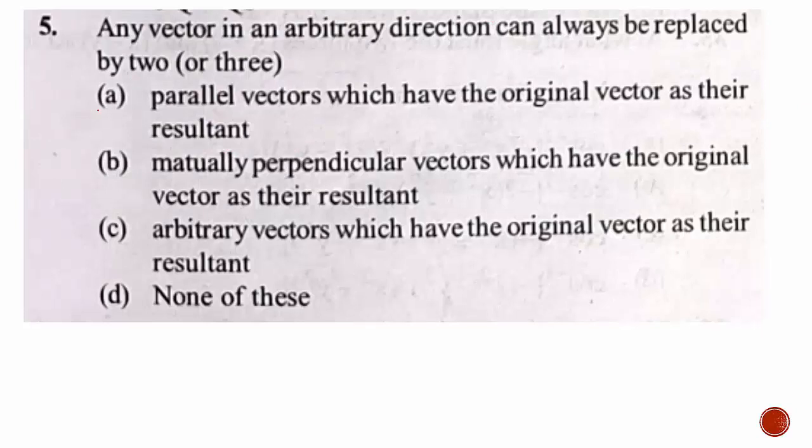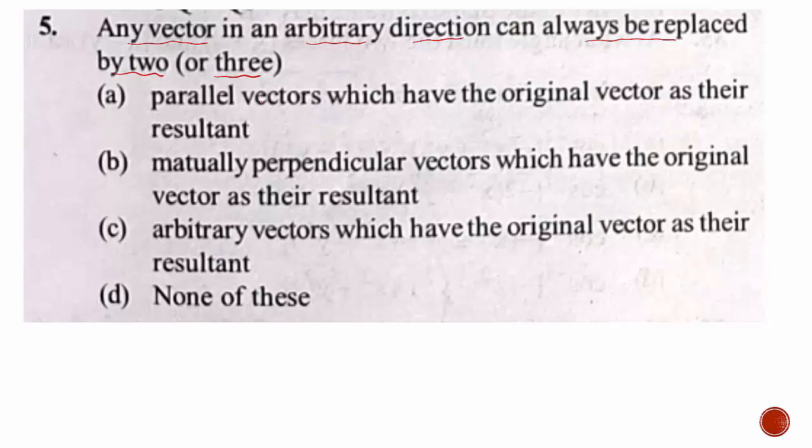Then fifth question: any vector in an arbitrary direction can always be replaced by 2 or 3 options. First, you have to know what arbitrary direction means. Arbitrary means random. We considered one vector in a random direction. This vector can be replaced by 2 or 3.